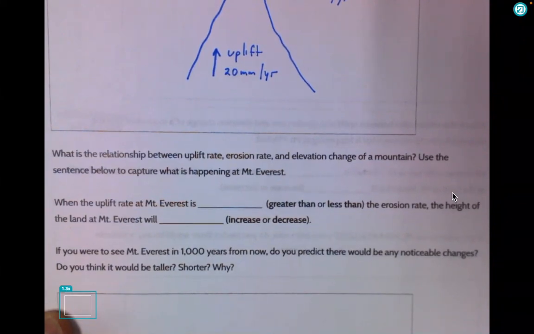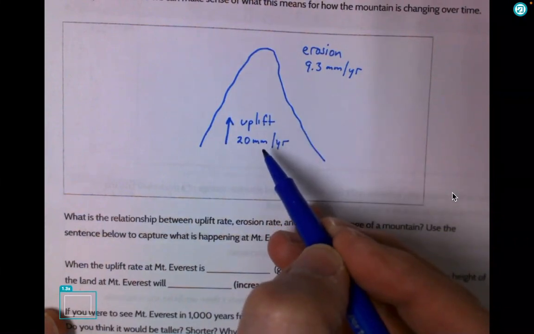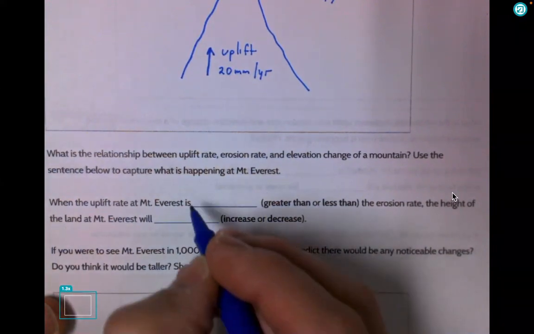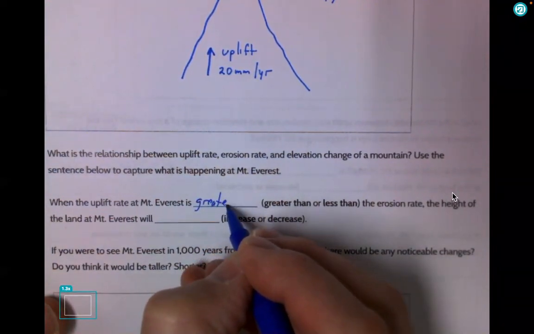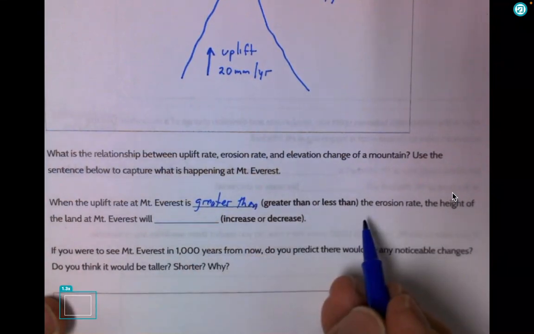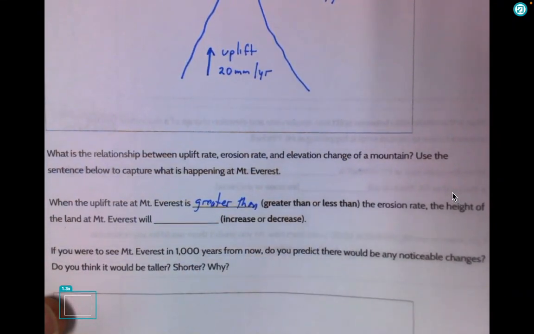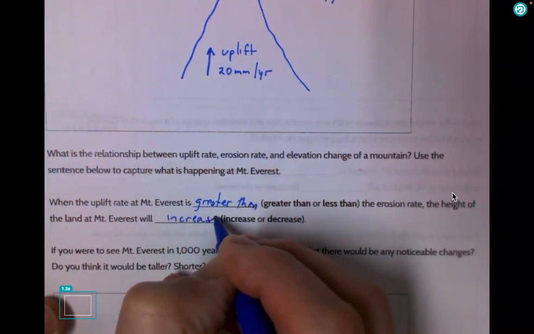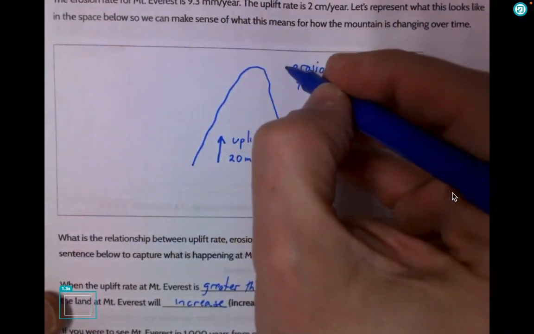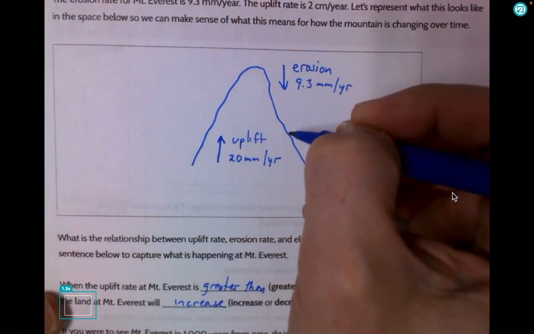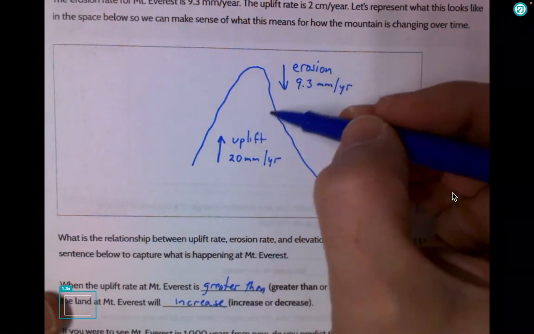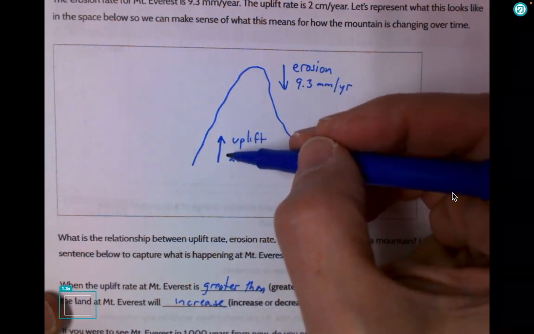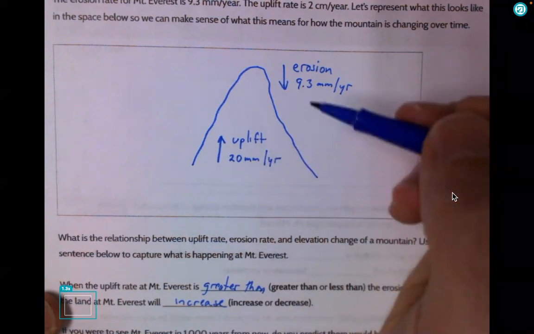So if we look at the top here again, the uplift rate is greater. So the uplift rate at Mount Everest is greater than the erosion rate. And so if the uplift is higher, that means the mountain will increase. All I do is look at these 2 numbers. Oop, I forgot the down arrow here. So erosion is making it go down, shrinking it. Uplift is making it go up. So I look at the 2 numbers. 20 is bigger than 9. So whatever arrow goes with the higher number is what wins. So it's going to be going up. 20 is larger than 9.